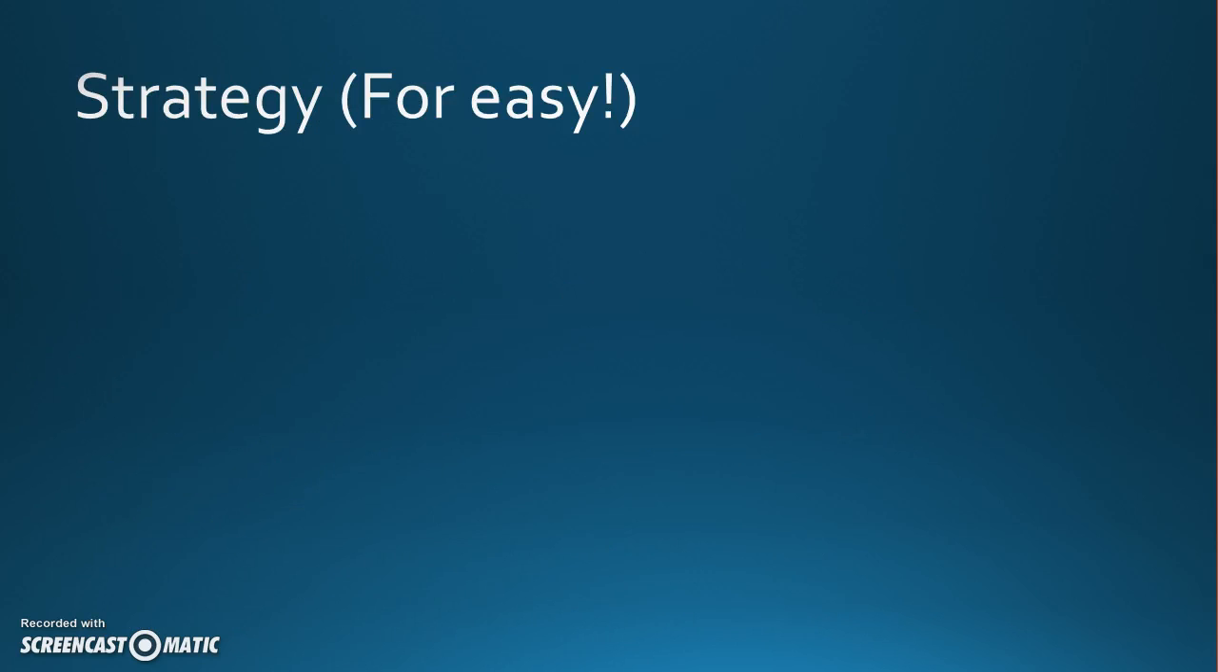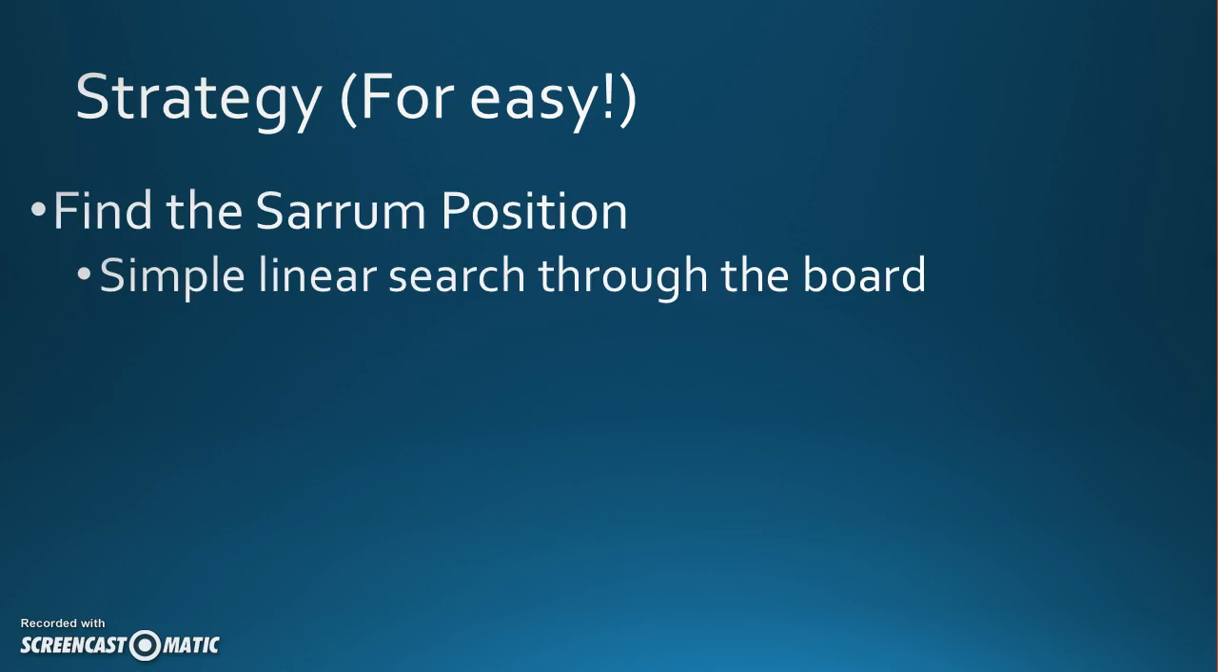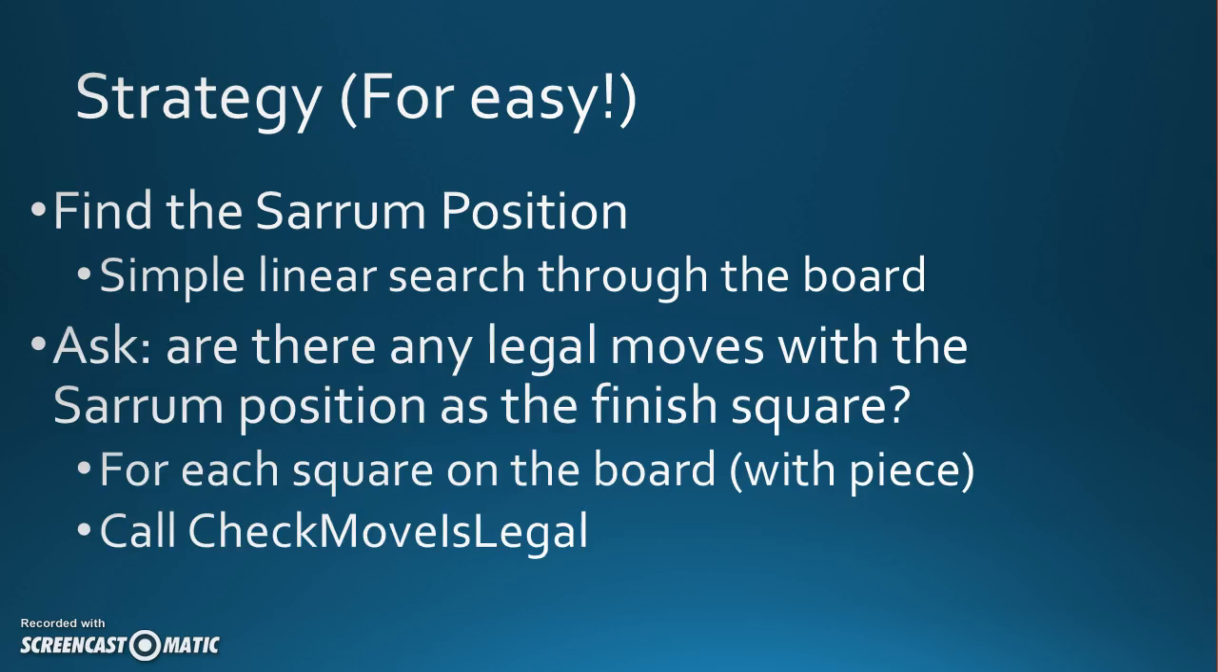So let's have a look at our strategy. First of all, we need to know where the Sarrum is. Just because the Sarrum is now in check doesn't mean that was the last one to be moved. If you know chess, an opposition piece could have been moved, your own piece could have been moved. There's numerous options. So what we're going to do is find the Sarrum position with a simple linear search. I'm not even going to optimize it, we're just going to search the whole board and return the Sarrum position.